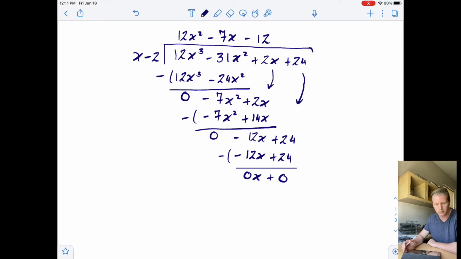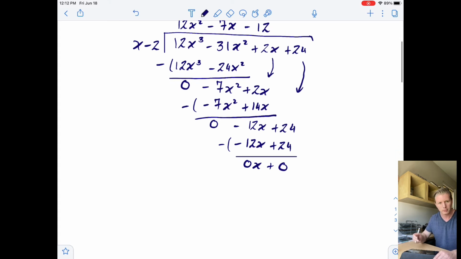Factor theorem tells me that because I have a remainder of 0, x minus 2 is indeed a factor of that cubic polynomial. So that's proved. That first part is done. We have shown that x minus 2 is indeed a factor. All right, so what are the other two factors? Well, in order to find them, I'm going to take this quadratic trinomial, I'm going to factorize it if I can, and those will be my factors.